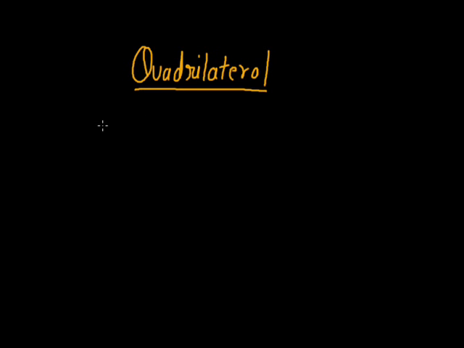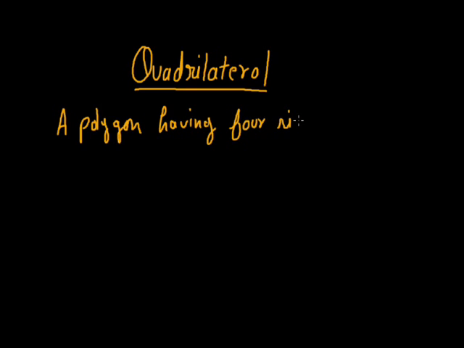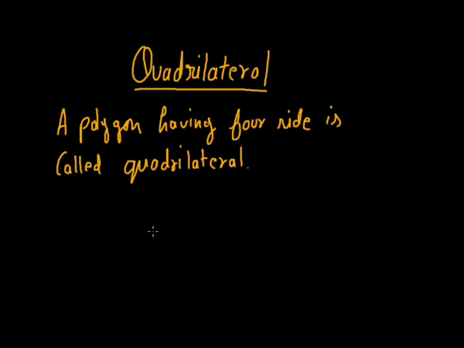First of all, we understand what a quadrilateral is. A quadrilateral is a polygon having four sides. A polygon having four sides is called a quadrilateral. Let's draw the shape of a quadrilateral. Any four-sided polygon is known as a quadrilateral.